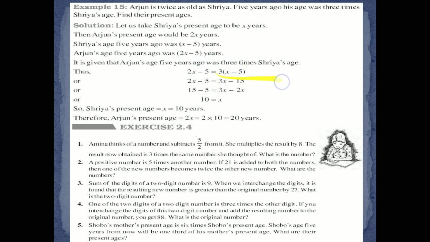Okay. So once you solve this, you get the answer as x is equal to 10 years. Now, x is equal to 10 years is the present age of Shriya. What about Arjun? That will be 2 into 10, twice of Shriya's age. So 20 years. Now try to solve these questions based on the above example. You can solve it. If you get any issue, you get back to me.